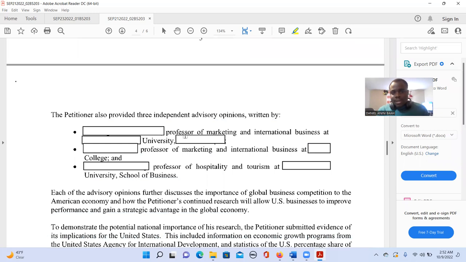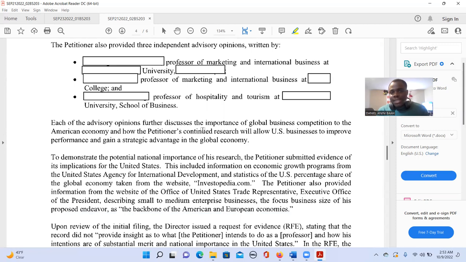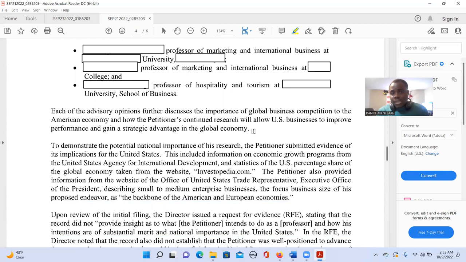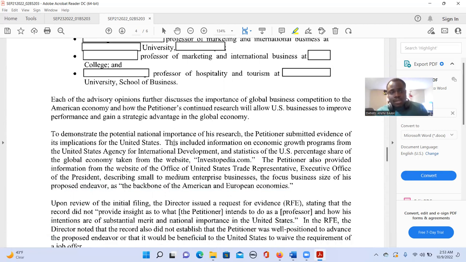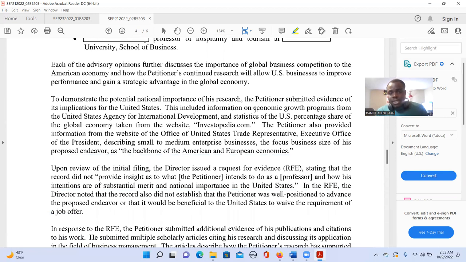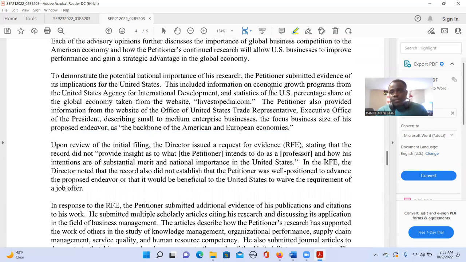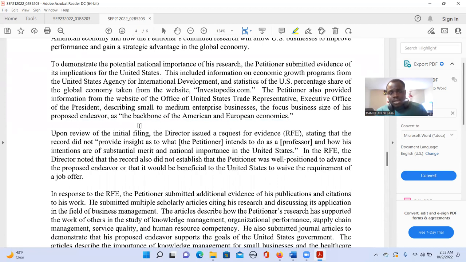Now, the petitioner also provided three independent advisory opinions written by some professors. Each of the opinions further discusses the importance of global business competition to the American economy and how the petitioner's continued research will allow US business to improve performance and gain strategic advantage in the global economy. To demonstrate the national importance of his research, the petitioner submitted evidence of its implication to the United States. This includes information on economic growth programs from a US agency. The petitioner also provided information from the website of the Executive Office of the President describing small and medium enterprise and focus on business size.